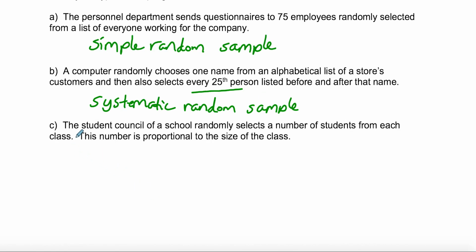And then the student council of a school randomly selects a number of students from each class. This number is proportional to the size of the class. So the word proportional to the size of the class, this would be a stratified random sample.